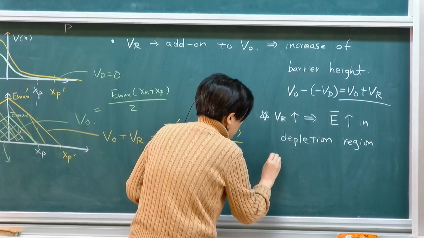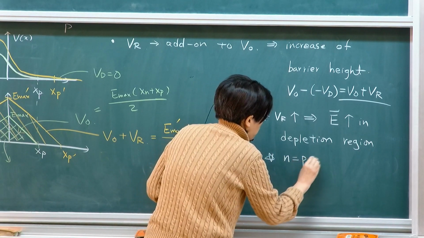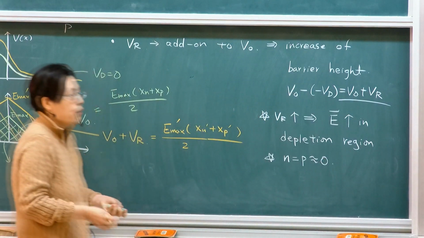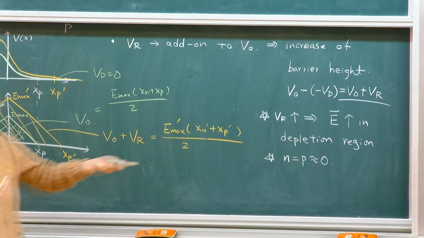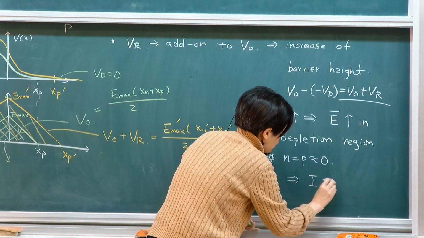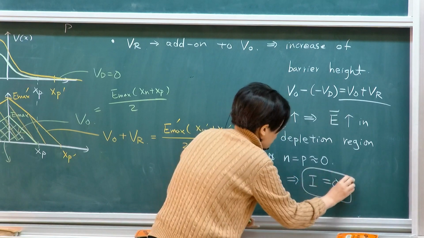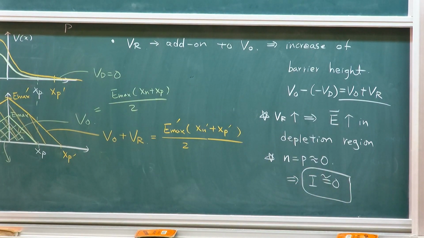But then what happened is that because n equals p approximately equals 0, even though I have a large electric field, there's no carrier. Therefore you will see a very, very low amount of current. The current is essentially 0, even with this raising of electric field, because of the depletion of carriers. There are no carriers inside, therefore there's no drift current. Okay?